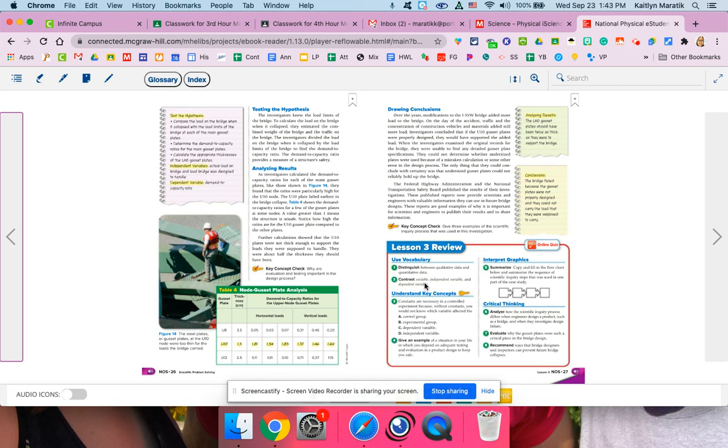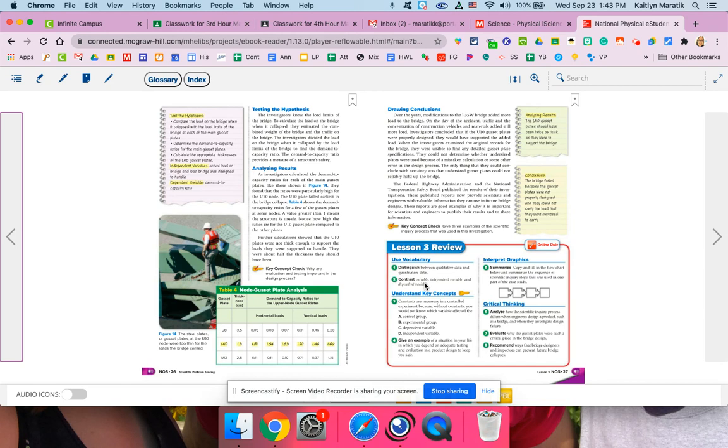We're going to need to interpret graphics, summarize, copy, and fill in the flow chart below, and summarize the sequence of scientific inquiry steps that was used in one part of the case study. And then critical thinking, analyze how the scientific inquiry process differs when engineers design a product, such as a bridge, and when they investigate design failure. Evaluate why the gusset plates were such a critical piece in the bridge design. And 8, recommend ways that bridge designers and inspectors can prevent future bridge collapses.